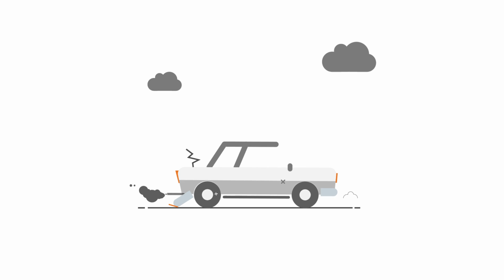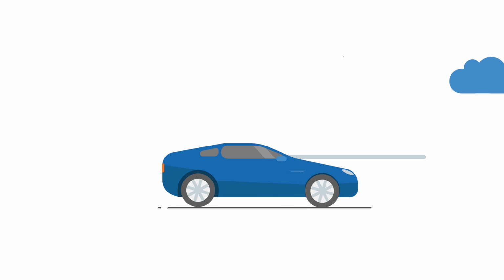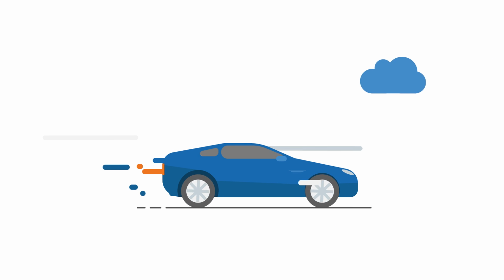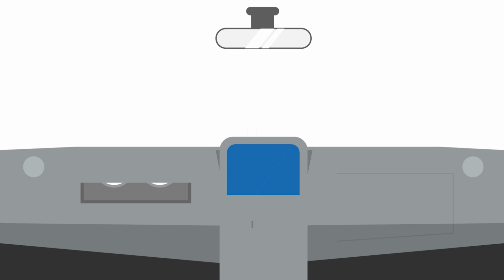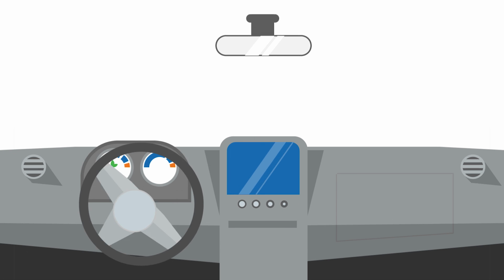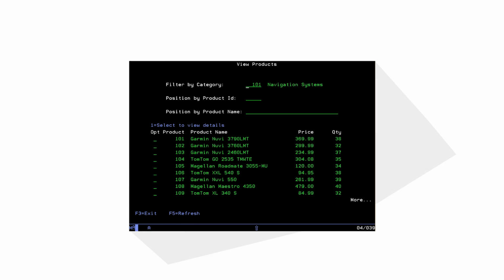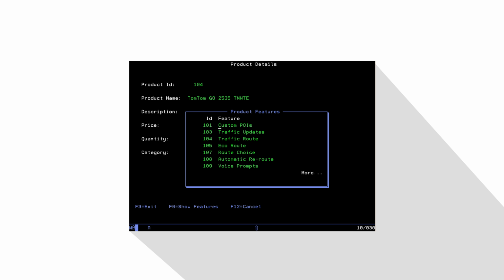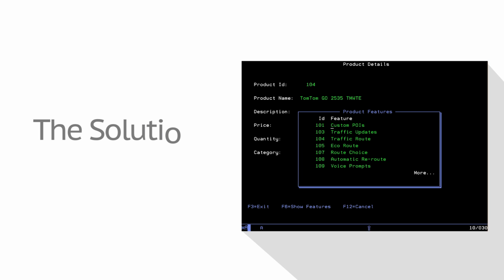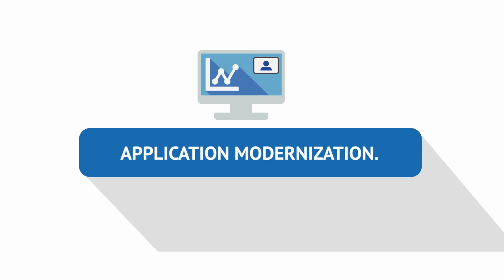Just because something gets you from point A to point B doesn't mean it's the best way. What has worked in the past may be good enough, but over time we can discover better solutions. And when it comes to your IBM i applications, there's a better way to display them rather than old-fashioned 5250 green screens. The solution? Application modernization.